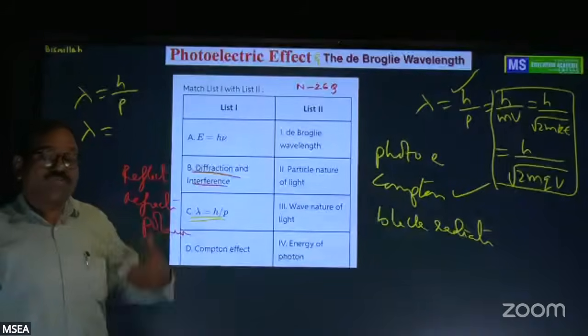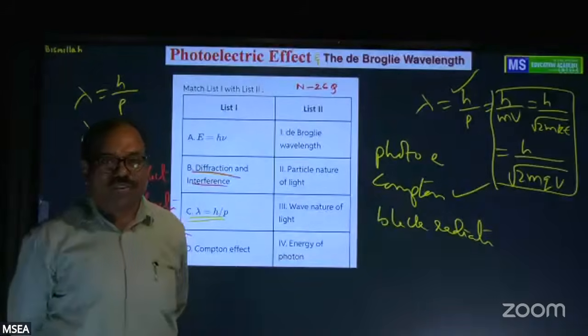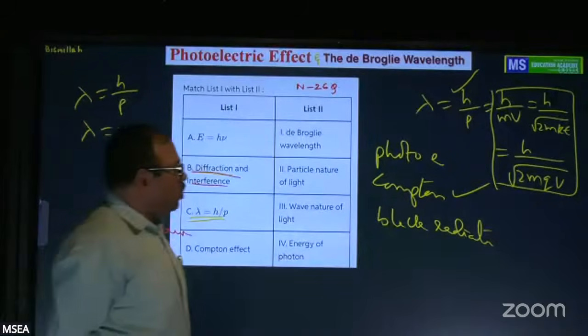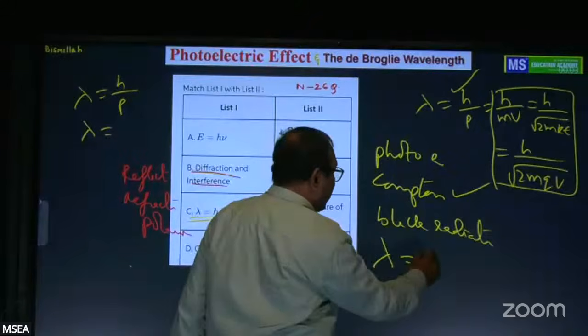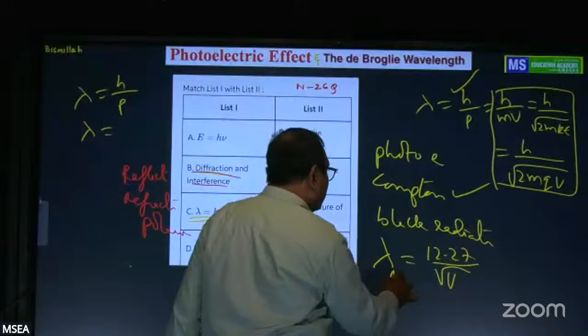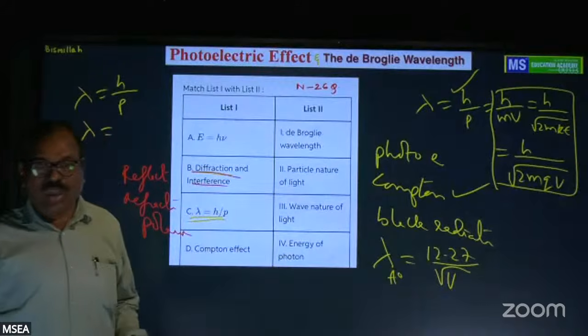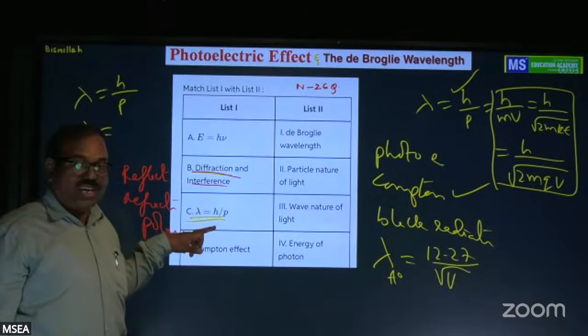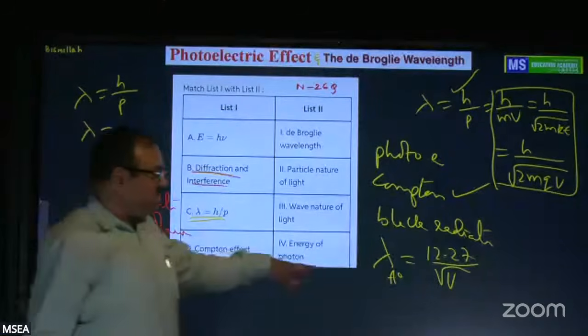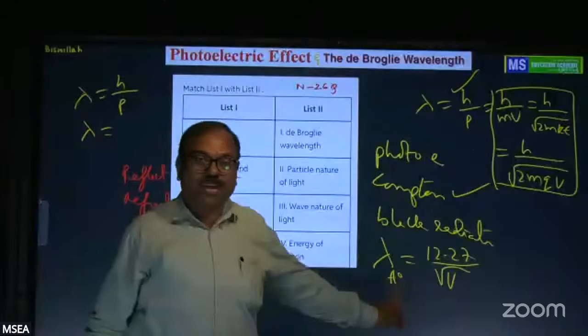Let us take the electron. Many times they ask for the electron, what is the de Broglie wavelength? So you have to remember the de Broglie wavelength for electron is 12.27 divided by root V. This should be in angstrom. Based on this question, what more questions they may ask, I'm going to discuss. So this is for electron, 12.27 by root V.